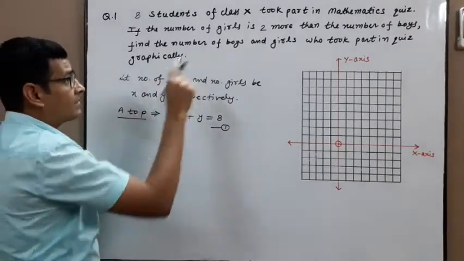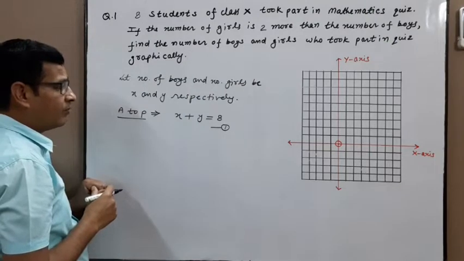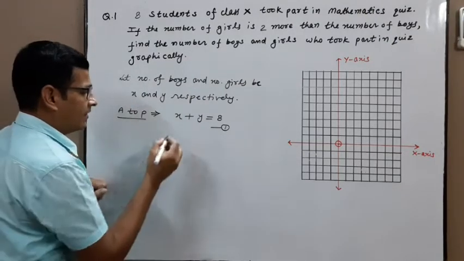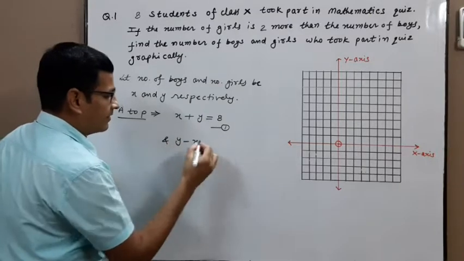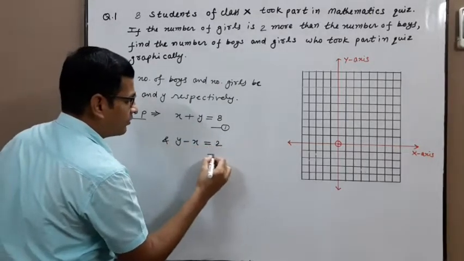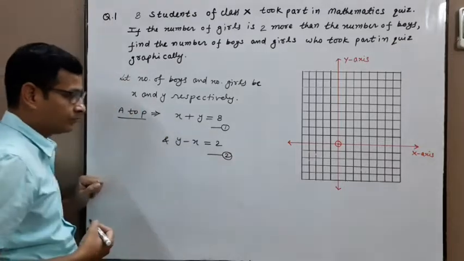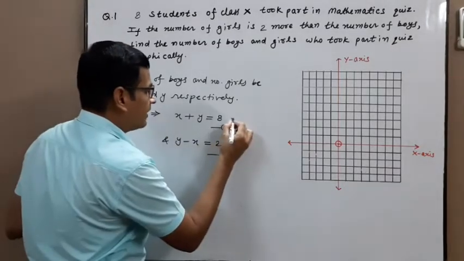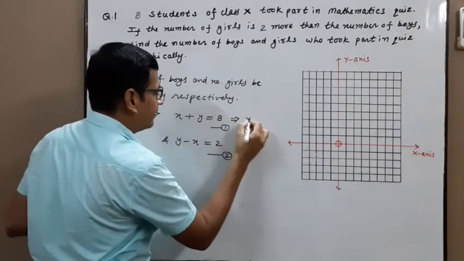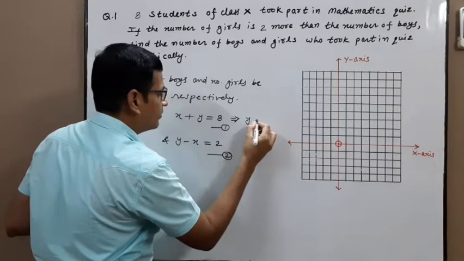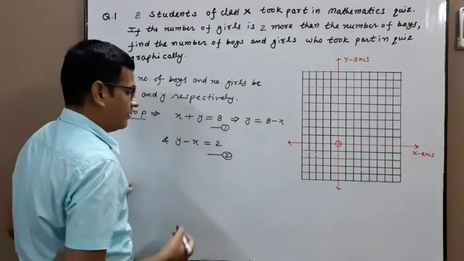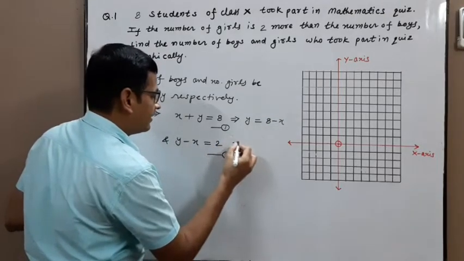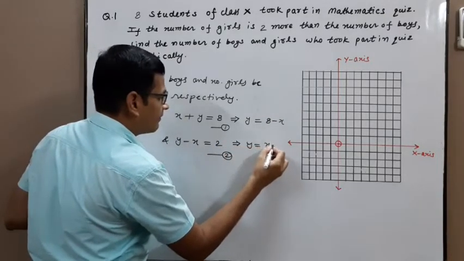And the number of girls is 2 more than the number of boys. So number of girls means y, so y minus x is equal to 2. Equation number 2. We can also write equation 1 in this way: y equal to 8 minus x. And this equation we can write as y equal to x plus 2.